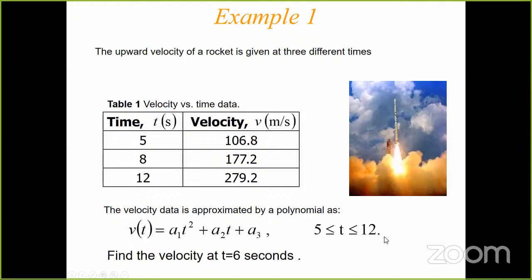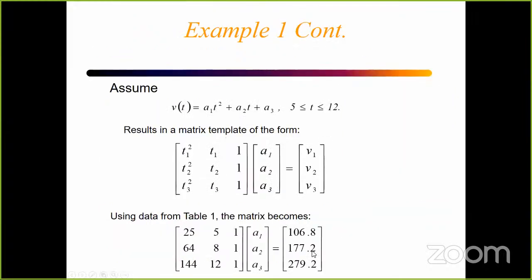If I want to know what the velocity must be when time t is equal to 6 seconds, within this interval I can find it, either 6 seconds, 7 seconds, 9 seconds, 11 seconds, or a fraction like 11.8 seconds, doesn't matter. Any value between 5 to 12, I can estimate. We'll see how it should be done.